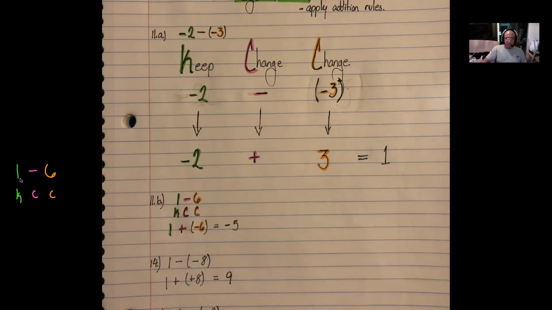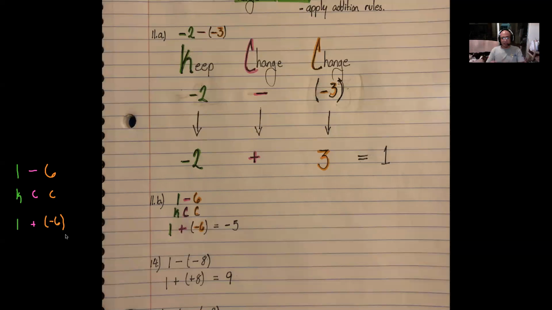All right, K means keep, so we're gonna keep the positive 1 exactly as it is. The first C stands for change, so we're going to change the operation to its opposite. So I'm going to change the minus to a plus. And the second C again stands for change to the opposite. So I'm going to change the positive 6 into a negative 6. Observe how I'm putting it inside parentheses so it doesn't say 1 plus minus 6. No, it's 1 plus negative 6. It's just to show that this is one complete number by itself. It's a negative 6. Now that it's an addition problem, let's go ahead and apply our addition rules.